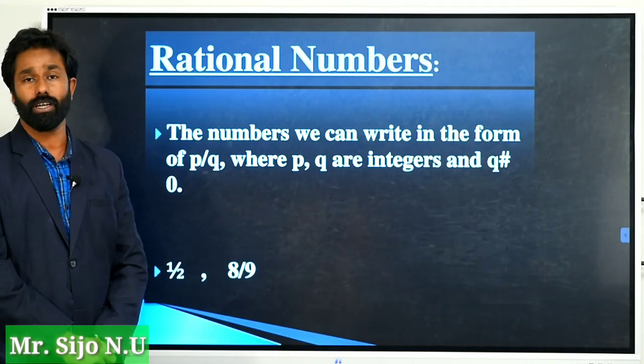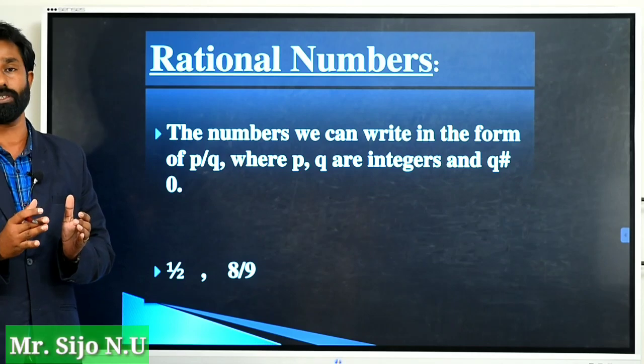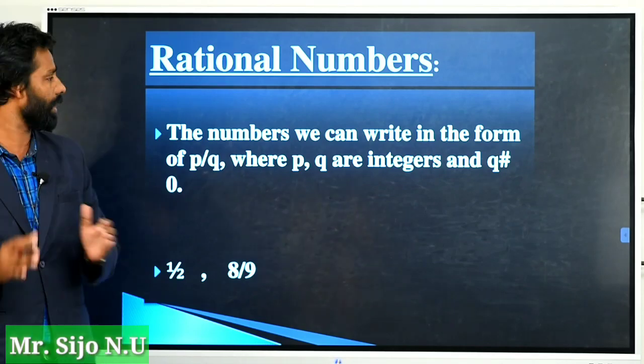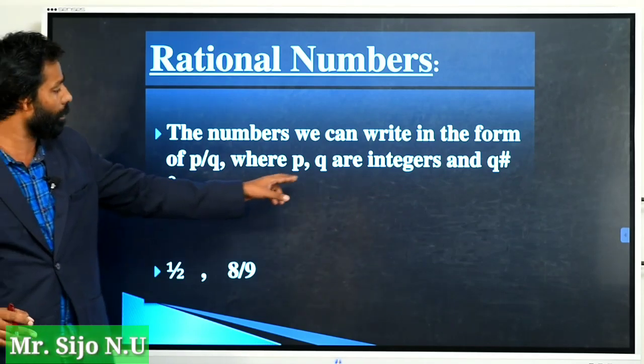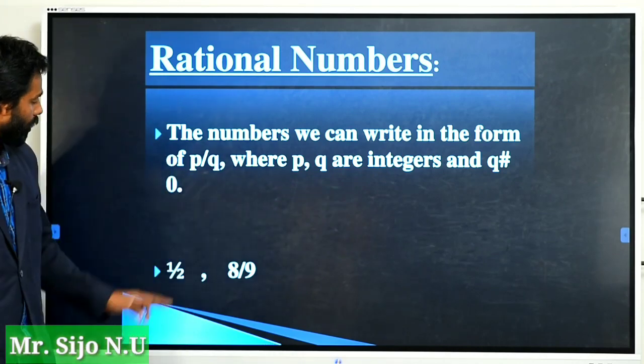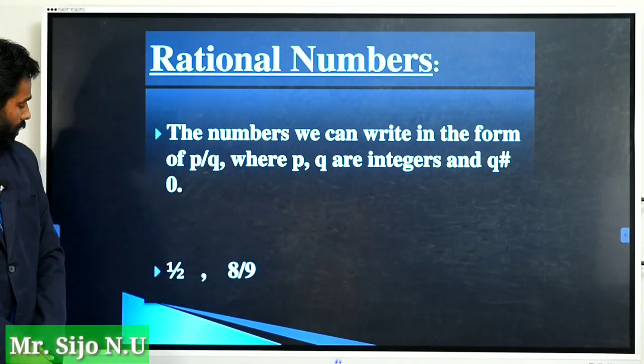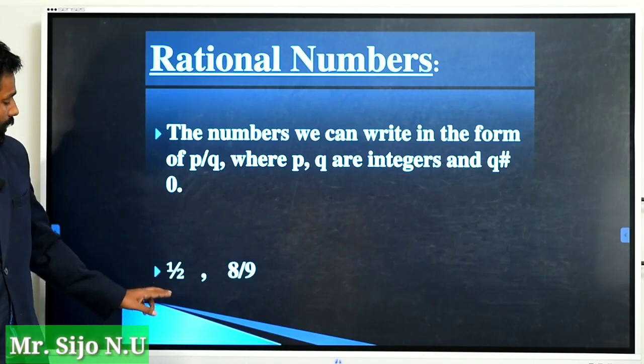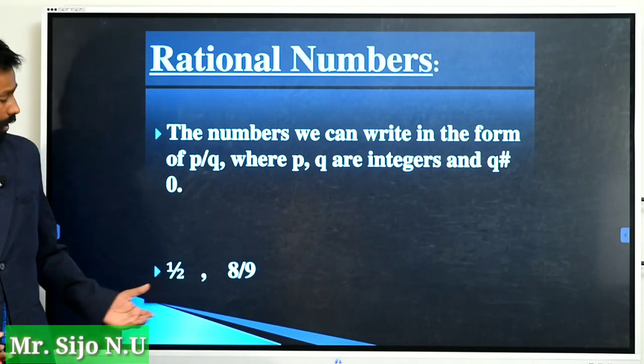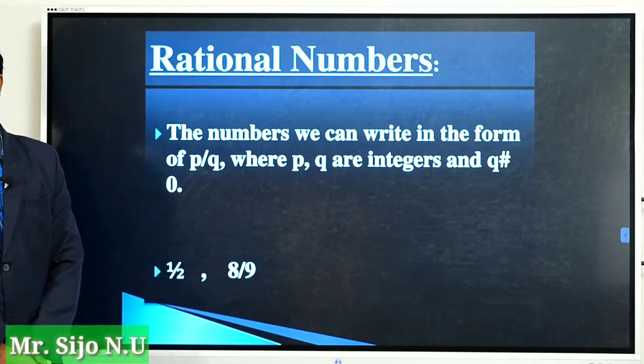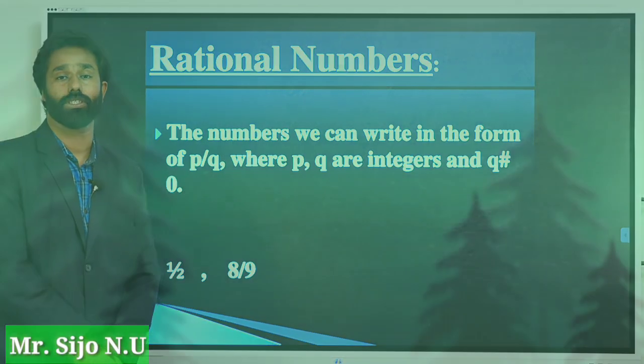So here is the definition. The rational numbers are those numbers which we can write in the form of p by q, where p and q are integers and q not equal to 0. So examples of rational numbers are, of course, fractions, 1 by 2, 8 by 9. These all are examples of rational numbers.